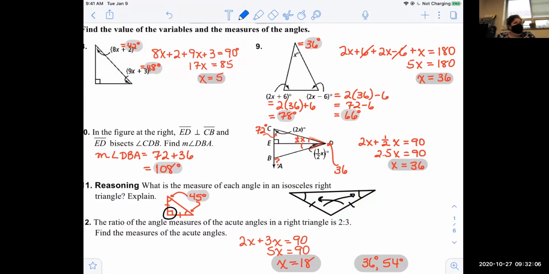You can say the measure of the two acute, or I'm sorry, the two acute angles are complementary. You could say something like that. Okay, questions on the first page, anything? No, go ahead.